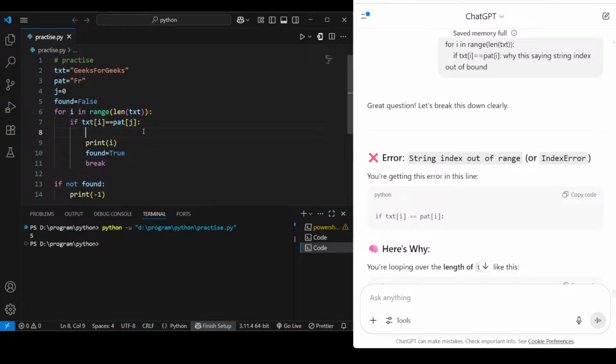Can I say i plus plus, like... i plus plus won't work. I need to say i equal to i plus 1, j equal to j plus 1. This is giving something new.